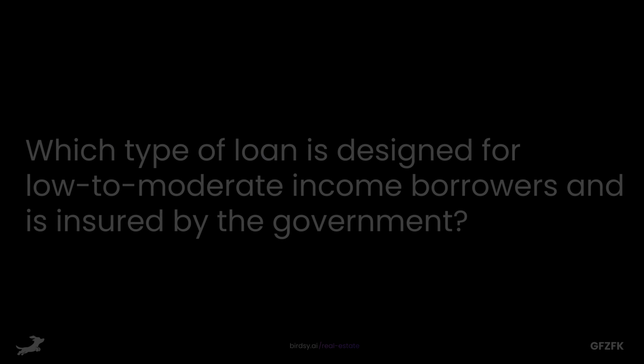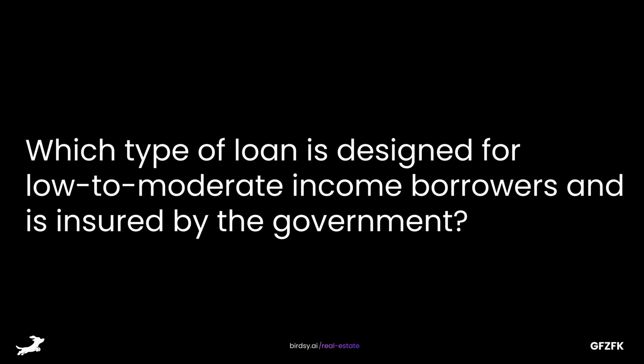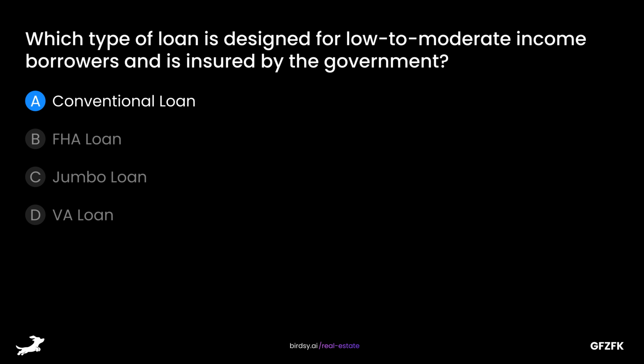Loan types. Which type of loan is designed for low to moderate income borrowers and is insured by the government? Is it A, conventional loan? B, Federal Housing Administration, FHA loan? C, jumbo loan? Or D, U.S. Department of Veterans Affairs, VA loan? The answer is B, Federal Housing Administration, FHA loan.